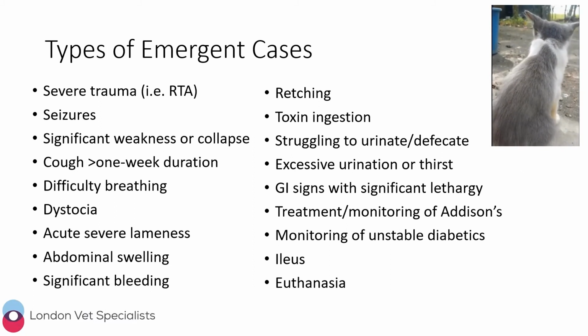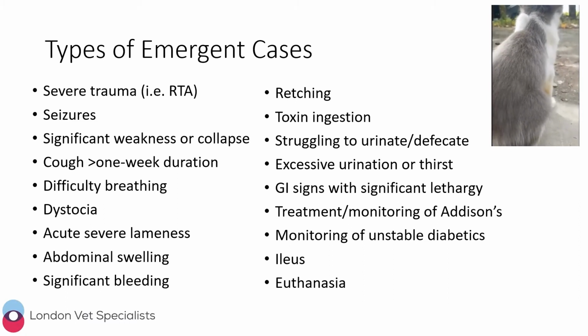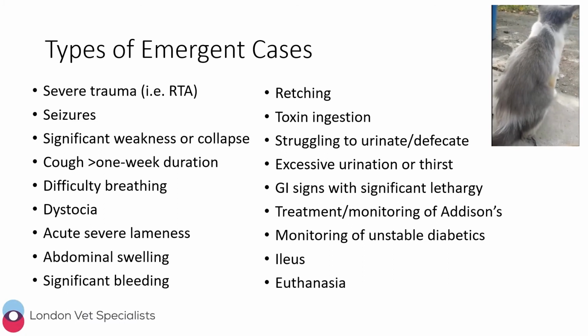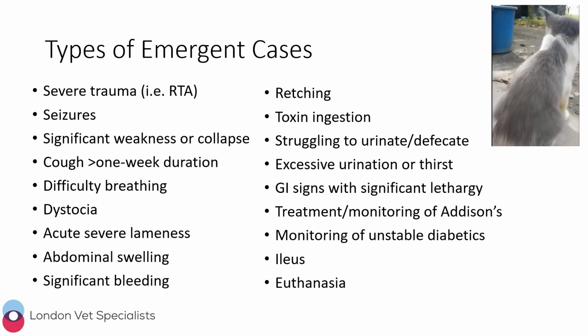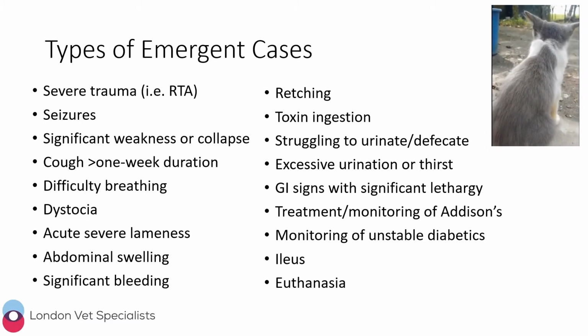Treatment and monitoring of Addison's disease, again, we don't want these patients to have any Addisonian crises. Unstable diabetics, especially if we think there's a concern for ketoacidosis. Ileus, these are sort of the more known ileus cases, maybe dogs with inflammatory bowel disease, or we know they have a problem with ileus and that ileus is now causing them to have lots of regurgitation and we're worried about them getting an aspiration pneumonia. Those would be cases where they should probably come in and be seen. And then lastly, euthanasia.